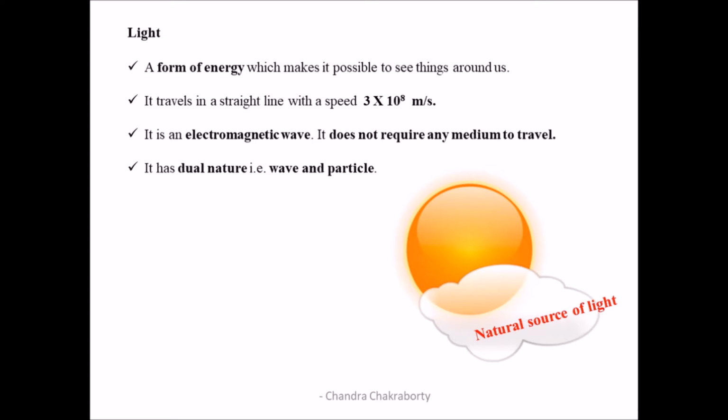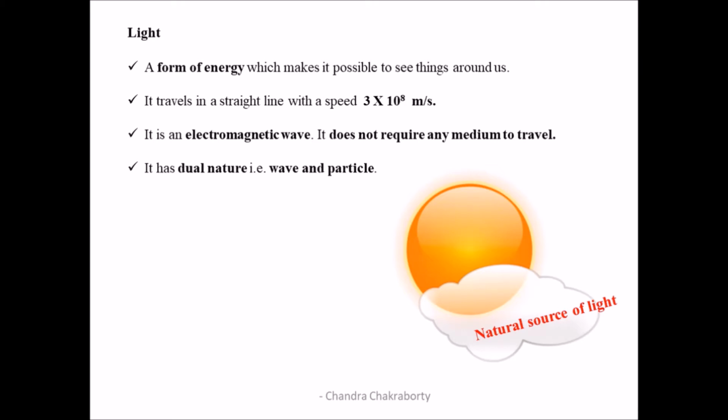Scientists in earlier ages have experimentally proved that light travels in a straight line. It travels with a speed of 3 × 10^8 meters per second. Now let me tell you some of the properties of light. The first one is that it travels in a straight line. It is an electromagnetic wave, that is, it does not require any medium to travel.